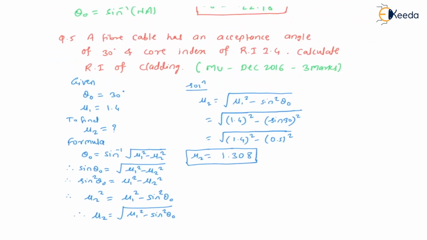See again here, initially they have mentioned the acceptance angle as 30 degree, and the core refractive index 1.4, and then we have to calculate the refractive index for cladding. We formulated this particular formula in the form of mu2, and then we simply substitute the given values over here, and in the final we get the refractive index of cladding. So this was another example. Now we'll go for the sixth one.